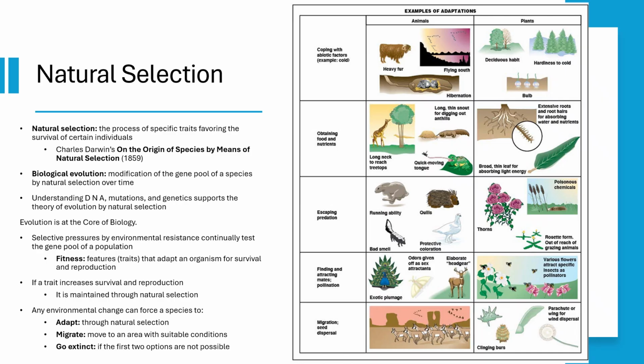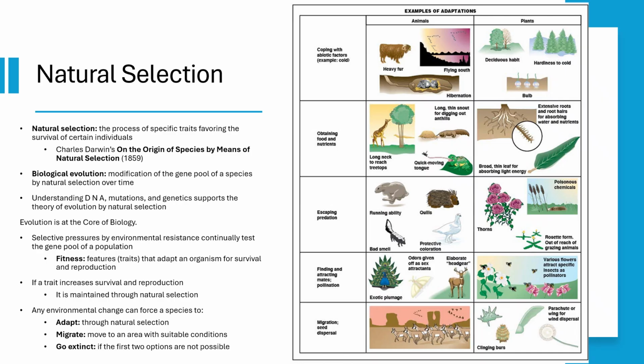And those changes we know support the theory of evolution by natural selection. So evolution, once again, is at the core of biology. Understanding how organisms can change is really what can explain the diversity of life on Earth today. Those changes are the result of selective pressure in the environment, especially environmental resistance. Only the organisms that are the fittest can survive.